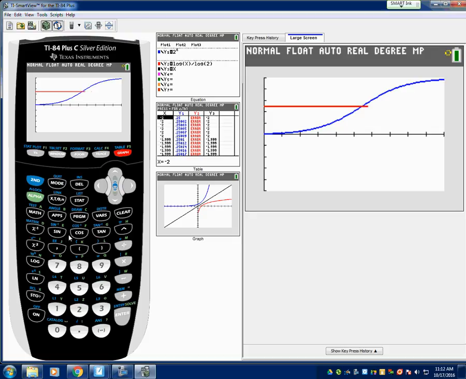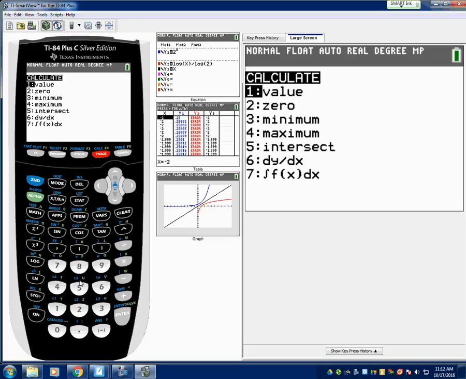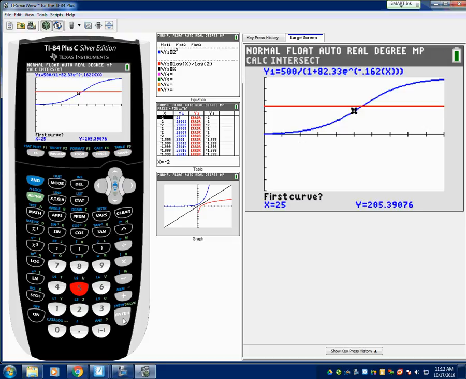Now I'm just finding the intersection between my logistics graph and the line y equals 250. You can just hit first curve, second curve, guess, just boom, boom, boom, because there's only 2 curves on there. And you get 27.2. So the first one, part D, was 29.7 years. E was 27.2. So very quickly we reached half of the carrying capacity, right?